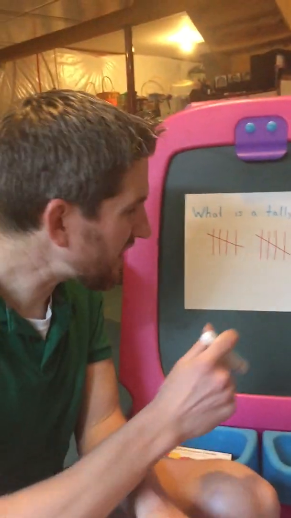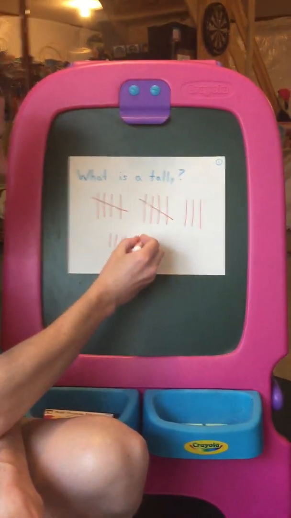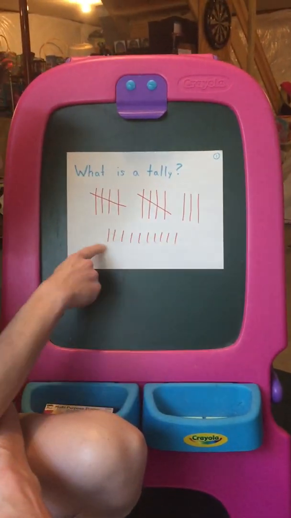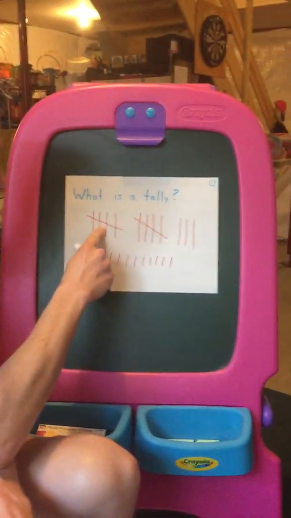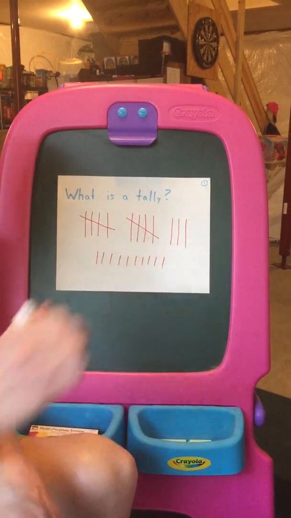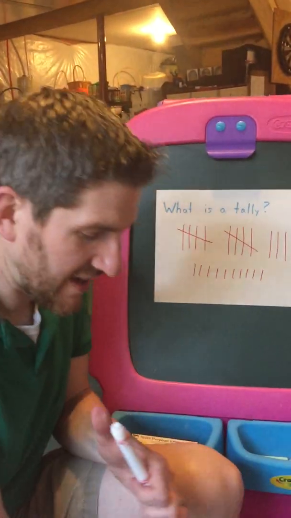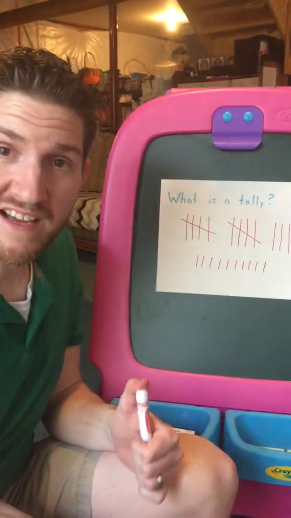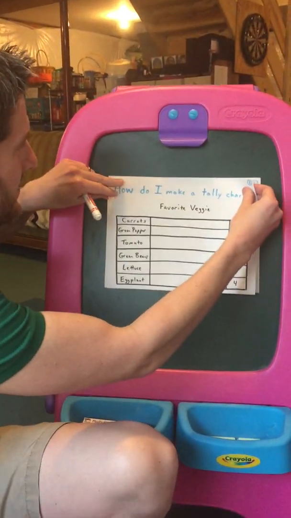Why do we do this? Well, it's a lot easier than just counting a ton all the way across, okay? This takes a lot longer, but here if I can just go 5, 10, 11, 12, 13, it's going to be much faster. Okay, now, how do we make a tally chart? That's our next thing we're going to talk about today, all right?